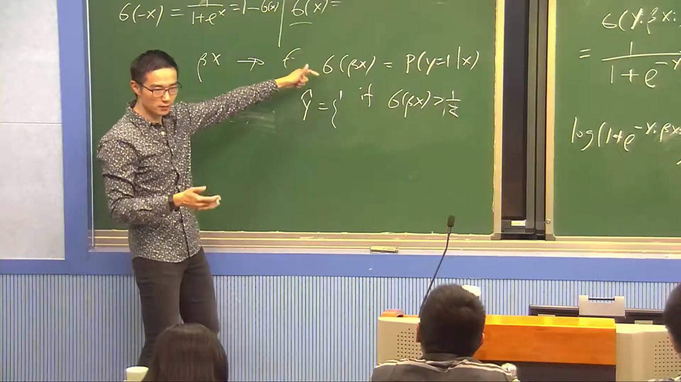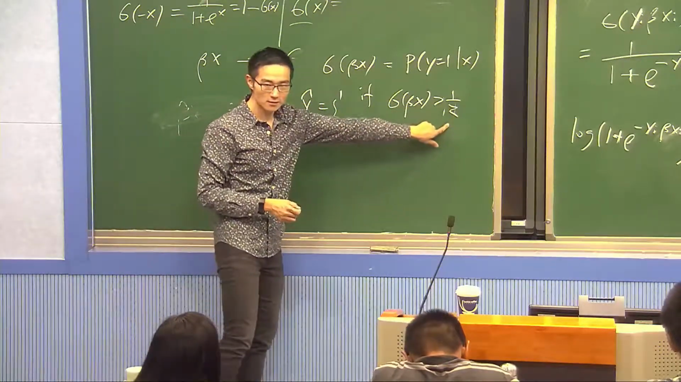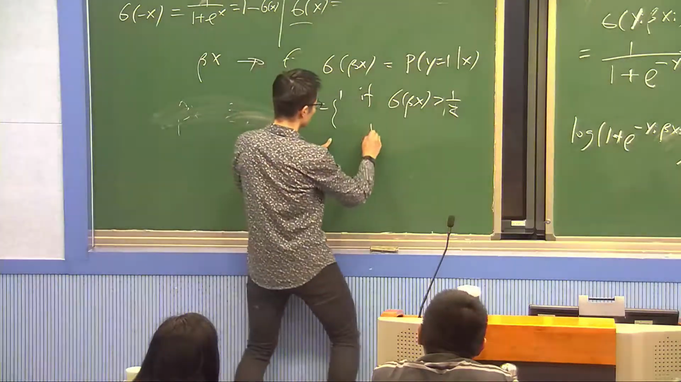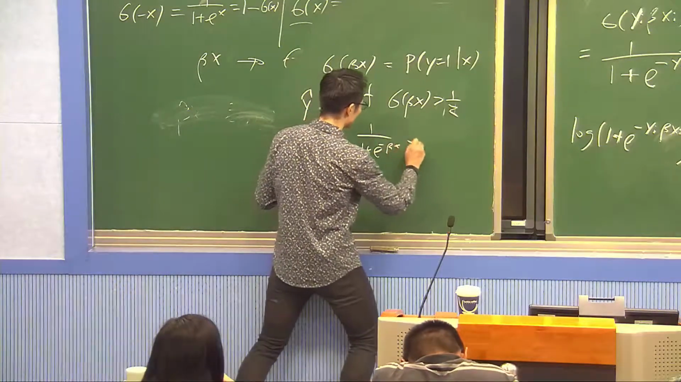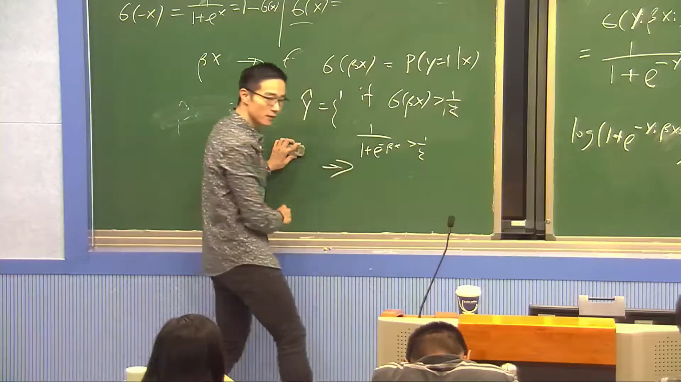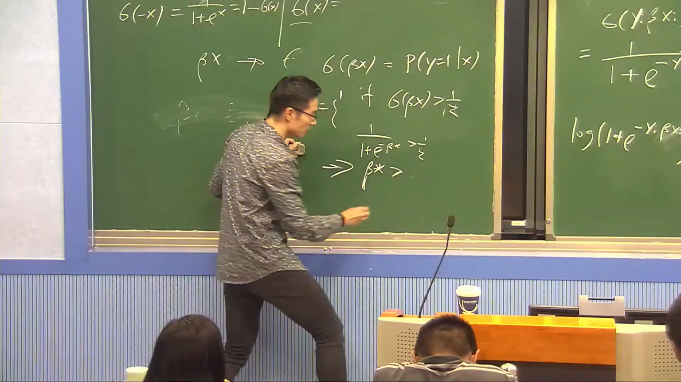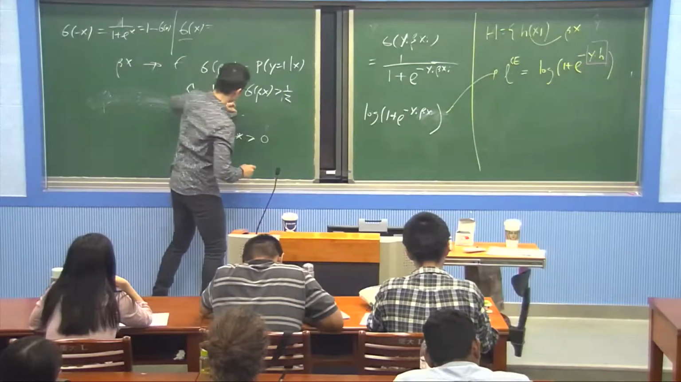If it's smaller than 1/2, I can declare equal to, right? I hope you will follow me. But what is sigmoid beta x larger than 1/2? Well, it's 1 over 1 plus e to the minus beta x larger than 1/2. But you can prove, so this is very easy, this is equivalent to saying that beta x should be larger than 0.